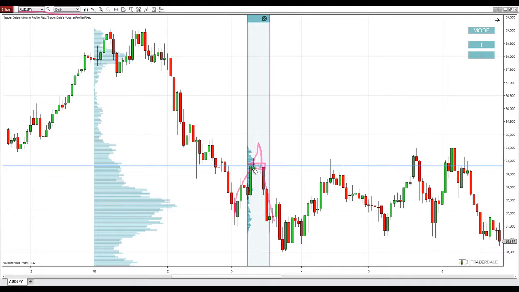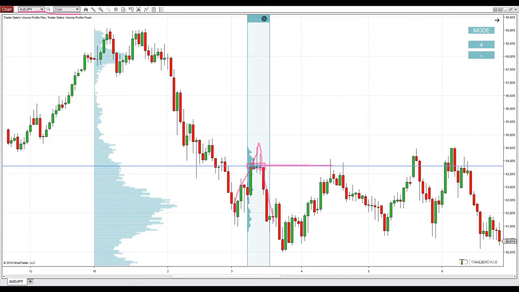There was a very nicely visible volume cluster in here, meaning that the sellers who rejected the higher prices were adding to their selling positions massively in here. So this was my level to go short from.